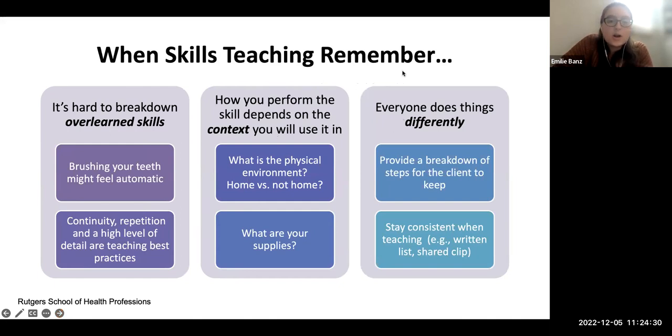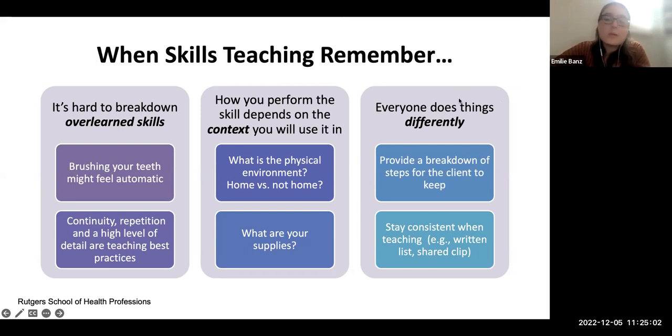So it is hard to break down overlearned skills. That challenge of figuring out what steps to put down, like Connie said, is because they're overlearned. Brushing your teeth, washing your hands, cooking something, it's going to feel automatic. And that's where you want the person to eventually get to, having that continuity and repetition, because that's going to get them to the place where they are also overlearning that skill.